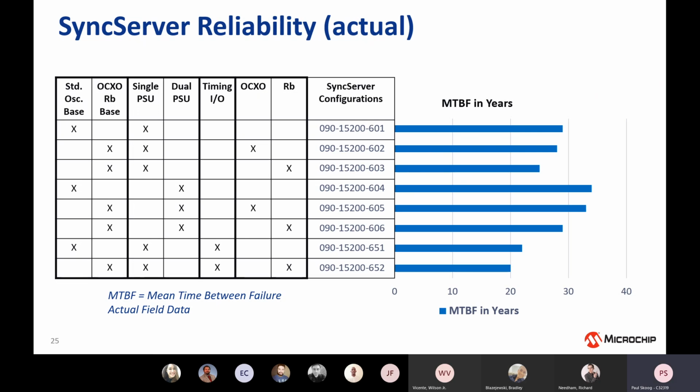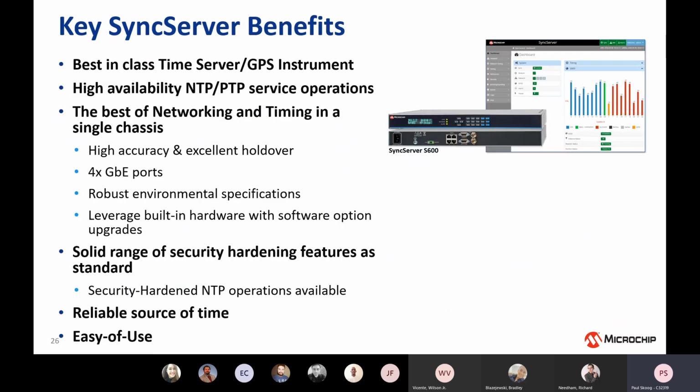Oftentimes customers ask, what's the MTBF on the product? And if you look at all the different configurations that are sold, essentially it ranges from about 20 to 34 years. That's the mean time between failure. That's quite good. So generally, one of these devices wouldn't be in service for 20 years anyway, because 20 years from now, the network will have moved on, they will have upgraded speeds and feeds, and the time server will have been replaced, most likely within the next 20 years. Very reliable.